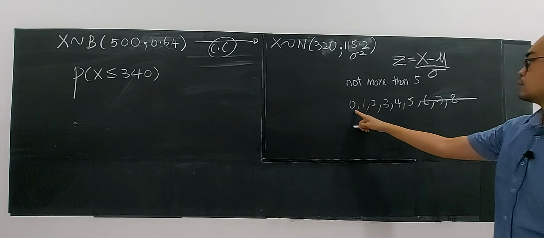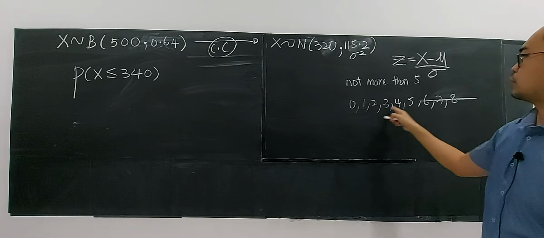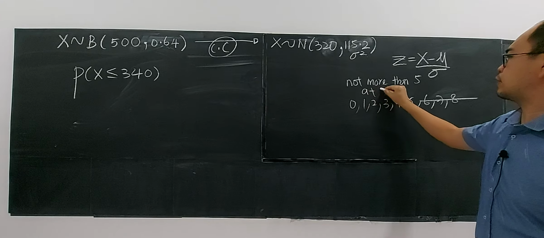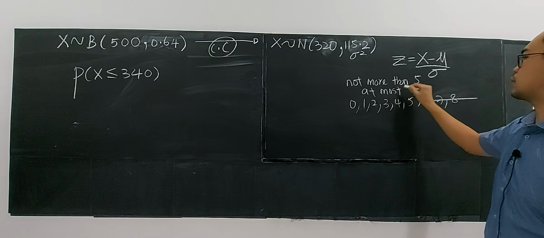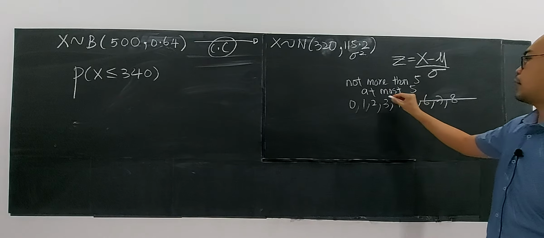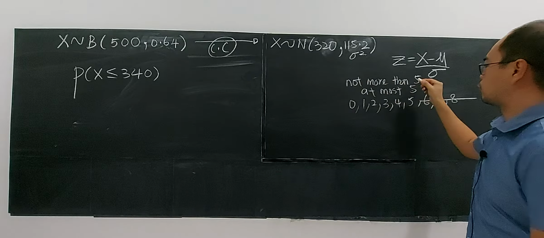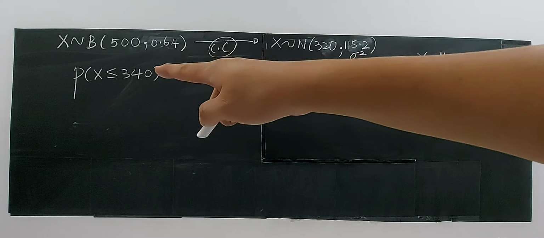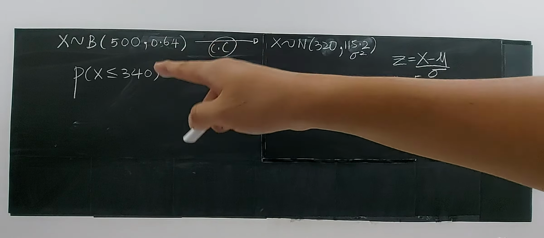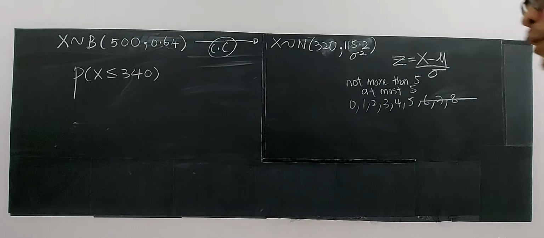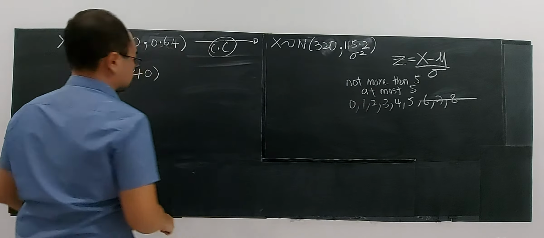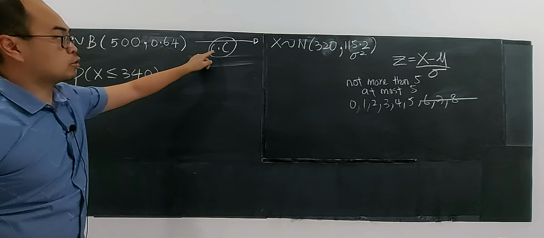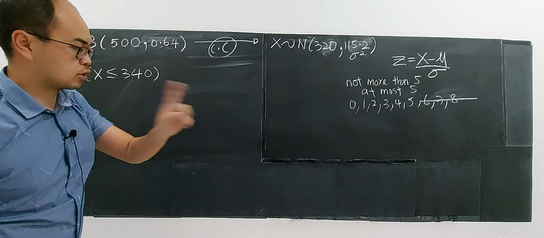Okay? What's the meaning of this? It's the same as at most 5, right? They are almost the same meaning. At most 5 is the same as not more than 5. So this is at most 340 times, or not more than 340 times. Very simple. If you forgot to do continuity correction, it is wrong.